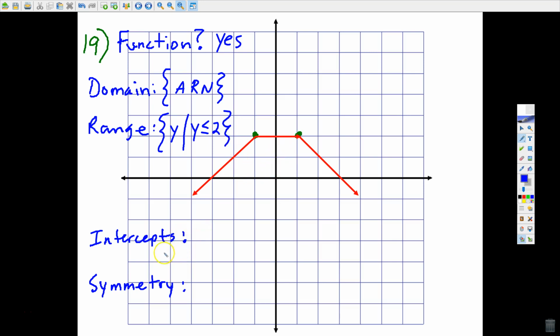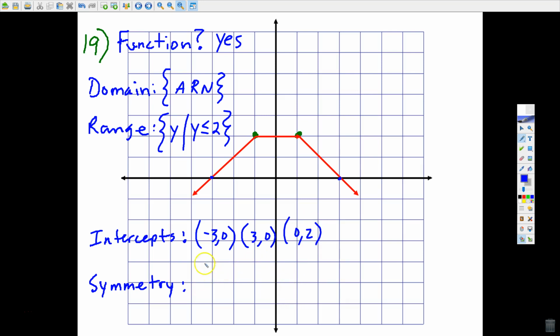Okay. Now for intercepts, we'll state these as ordered pairs. We have an intercept at negative 3, 0, positive 3, 0. Those are these two x-intercepts. And then we have a y-intercept here at 0, 2.